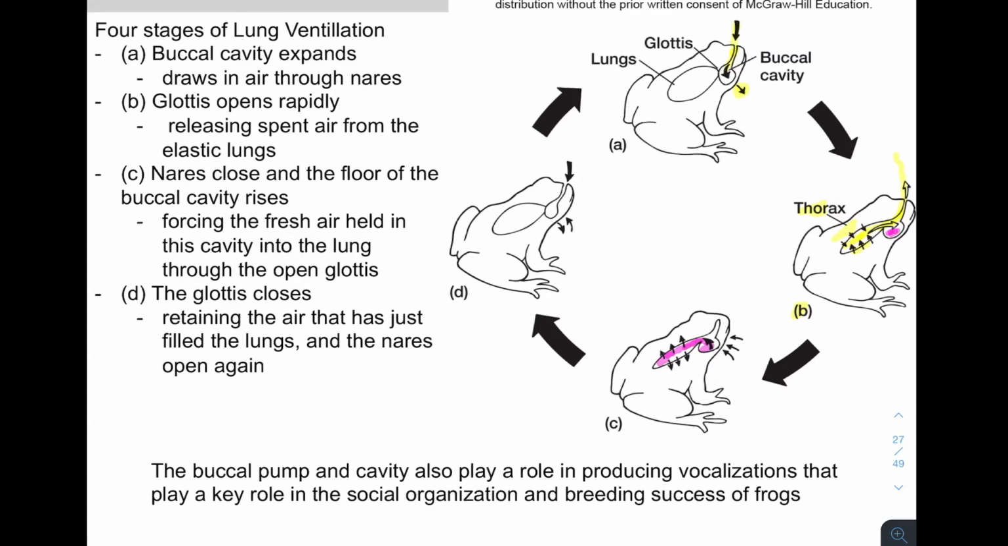At this point, we have almost finished the cycle. All we have to do is close the glottis in order to keep that air in there. There's the closed glottis, and open up the nares in order to get ready to do this all over again.